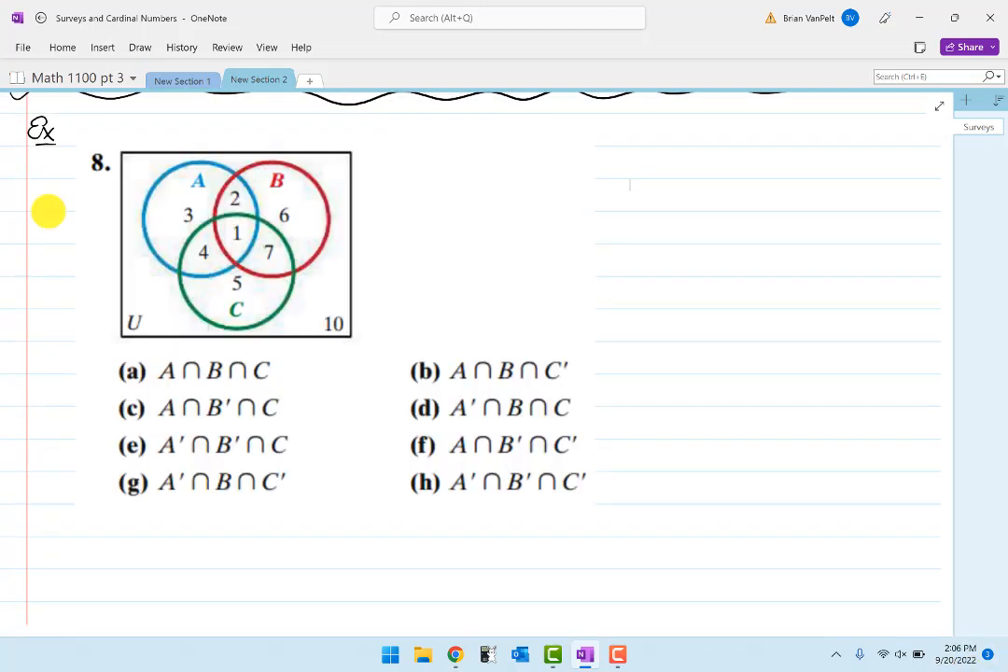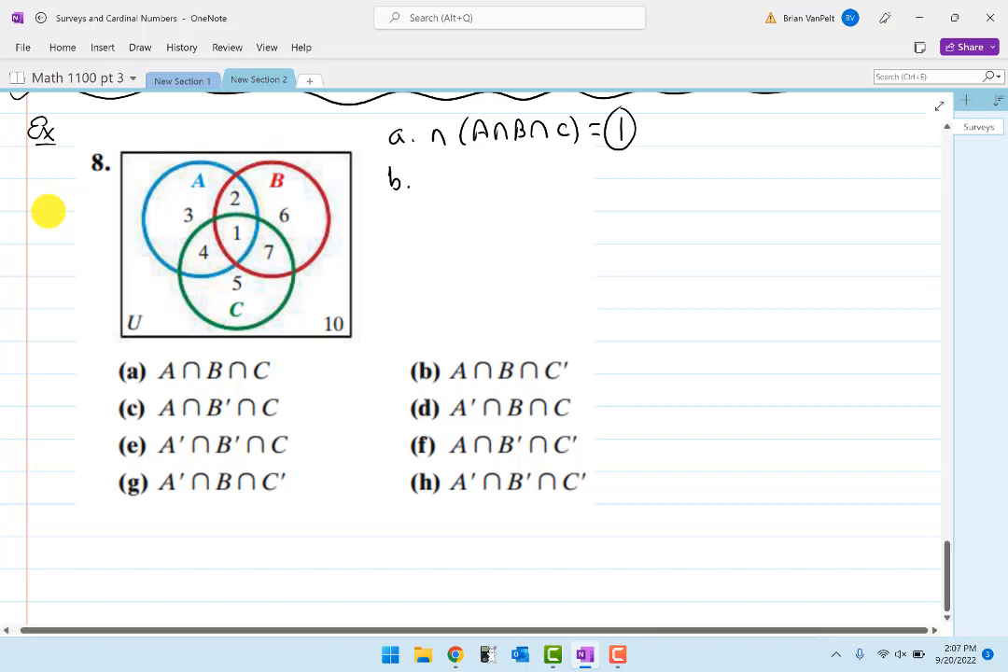All right, in this next problem, look at part A. They've already started off with the most restrictive possible thing you could have, and that's the number of items that are in the intersection of all 3. That's going to be this guy right here. That's equal to 1. That one is always the easiest to find.